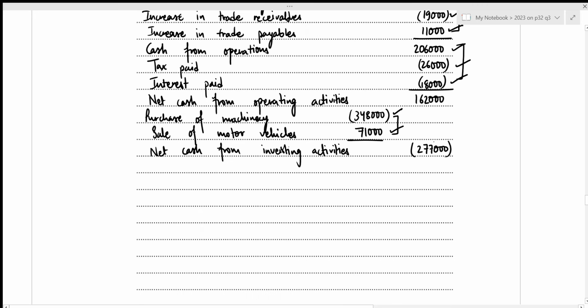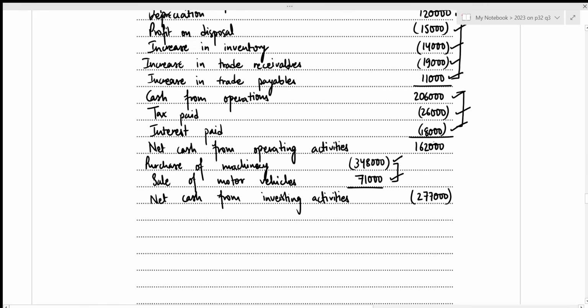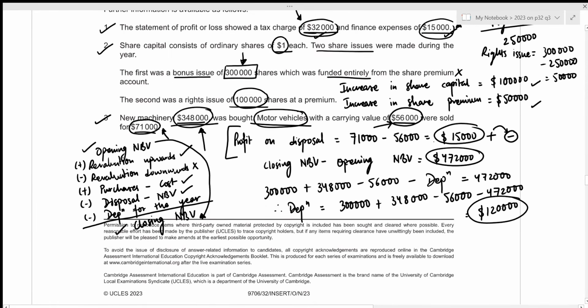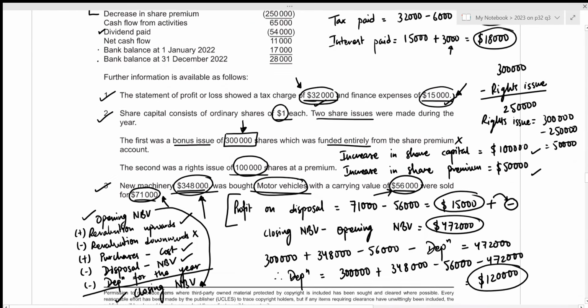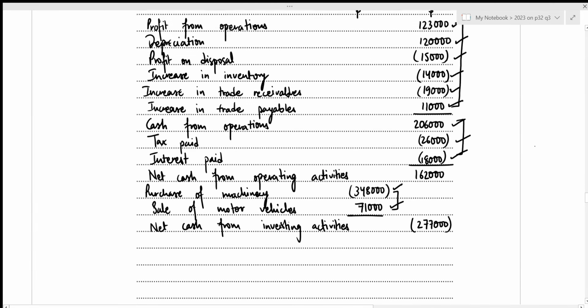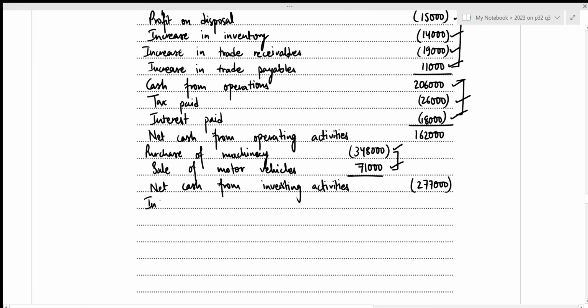Now we can move towards our final section of our financing activities. So financing activities is concerned with our capital and liabilities movement. And in this case, we've already figured out that there was an increment in share capital of 100,000. This is a cash inflow, and increment in share premium of 50,000, which is again a cash inflow. So we need to add these two amounts. Let's write it down. So increase in share capital of 100,000. Then we have the increase in share premium of 50,000.